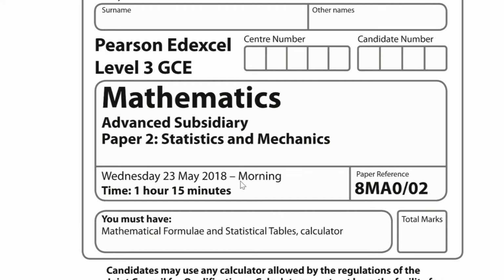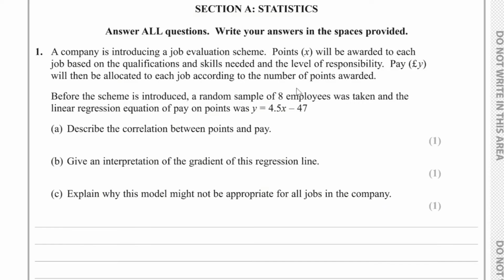This is the Edexcel AS Level Maths Paper 2 from the June 2018 series, and this paper covers the statistics and mechanics modules.